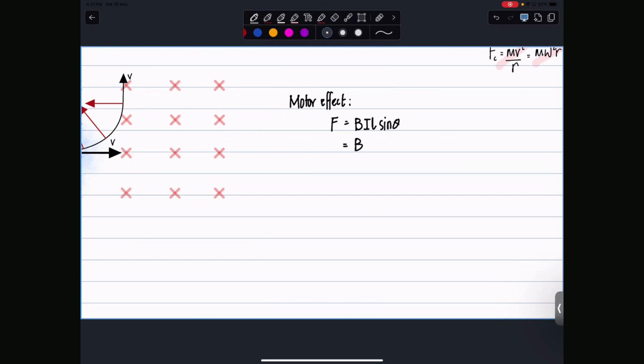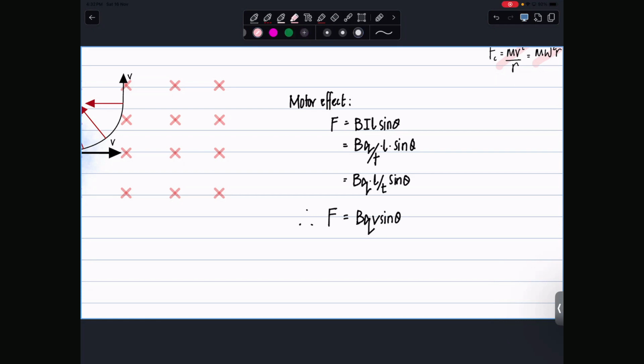So I is current, right? What's the formula for current? Rate of flow of charge, right? So current is charge divided by time, times L times sine theta. Now, if I take the Q out and take the length that it travels in the unit time, what is the amount of length covered per unit time? Velocity. So from there, you find that the force experienced by a charge in a magnetic field is B Q V sine theta.